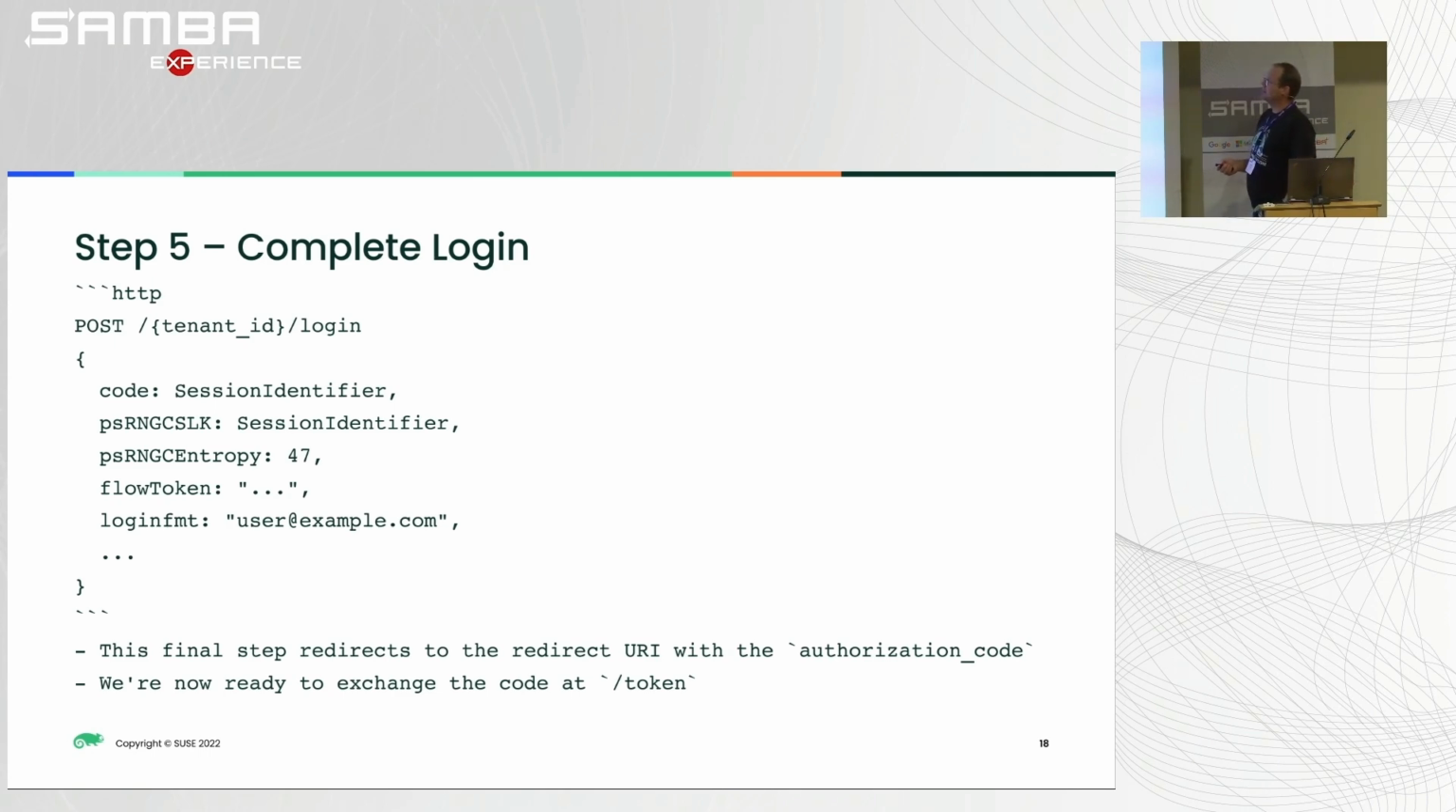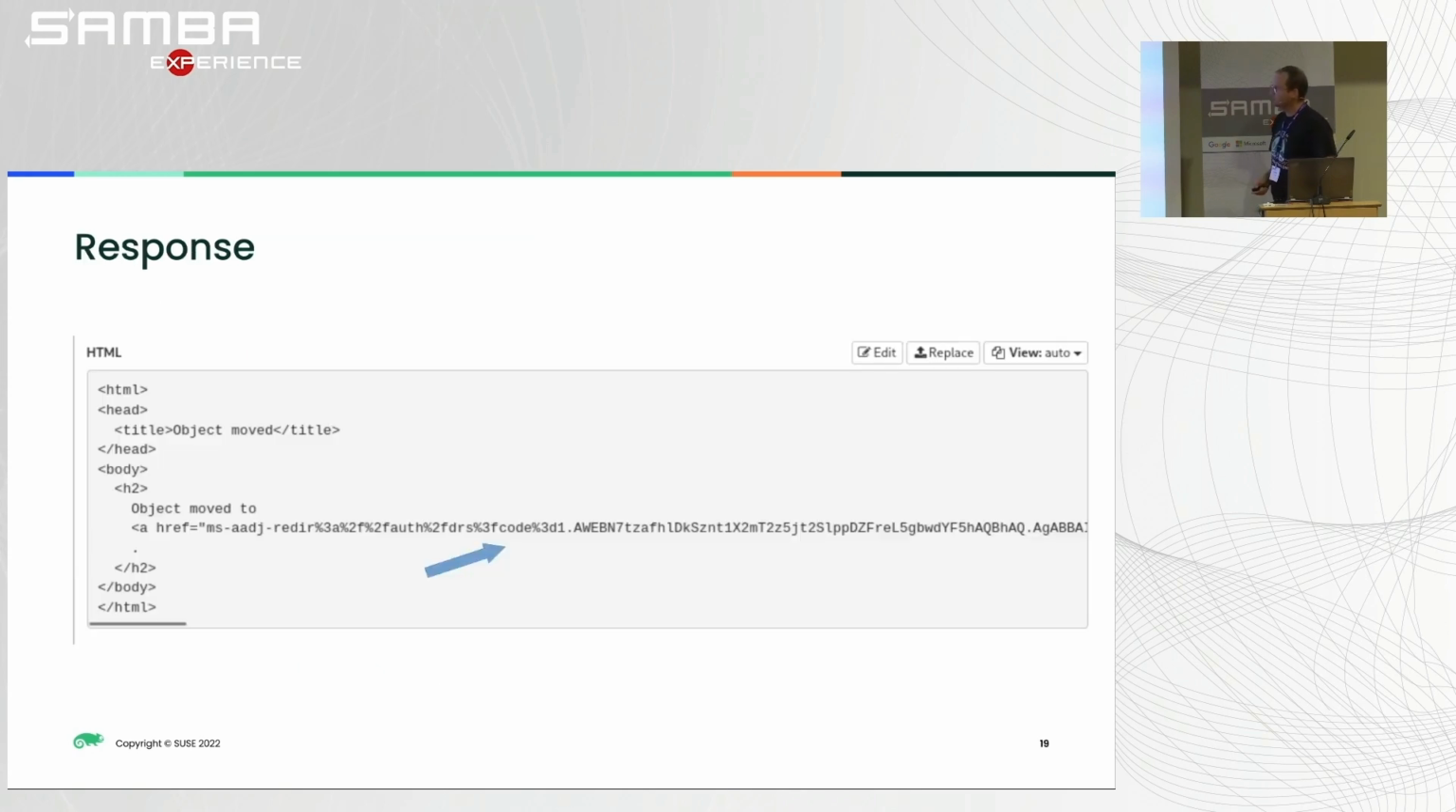The final step is to complete the login process by sending a post request to this login endpoint, which is also fetched from that config variable that we scraped from the original authorize page. And we'll send the session identifier, the entropy that we provided earlier, and some other information. And this final step will actually respond with a redirect URI that contains our authorization code. And that response looks like this. And this is, of course, an HTML response that we have to parse. And the authorization code, if you look, is right there. Yeah, it's pretty long.